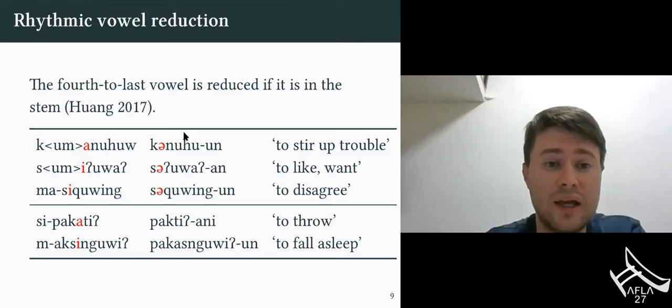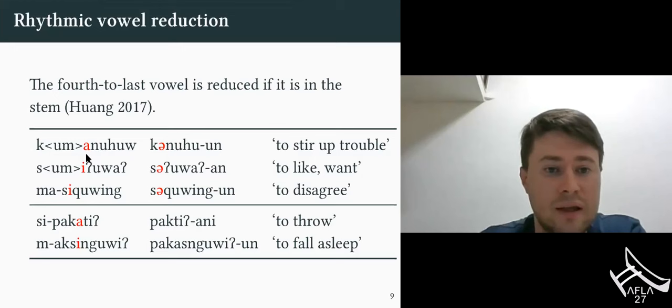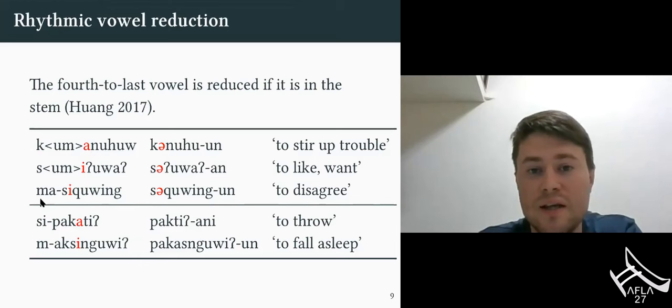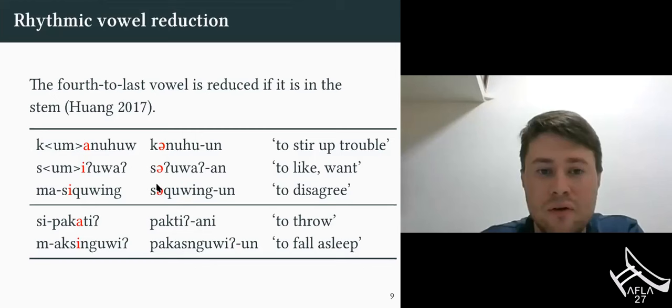So on the left, we have a three-syllable root. And so the fourth to last vowel is on the infix or else on the prefix, and no reduction takes place. But as soon as we suffix it and we have this fourth to last vowel on the root itself, then it becomes reduced to a schwa.